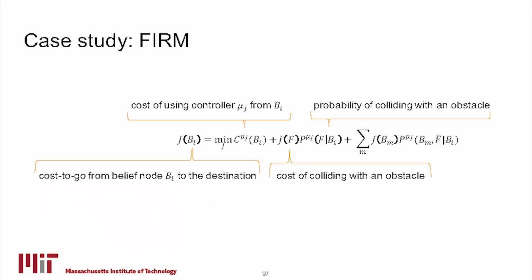There are a lot of symbols, and honestly, I hate notation, but it works. You just plug in. The cost is, I'm going to take the best action. It's going to be the cost of using that action, plus the cost of colliding times the probability of colliding, given that I used that action and I started where I started. And then the cost from where I end up. And since you end up in a probability distribution, you need to consider all those cases.